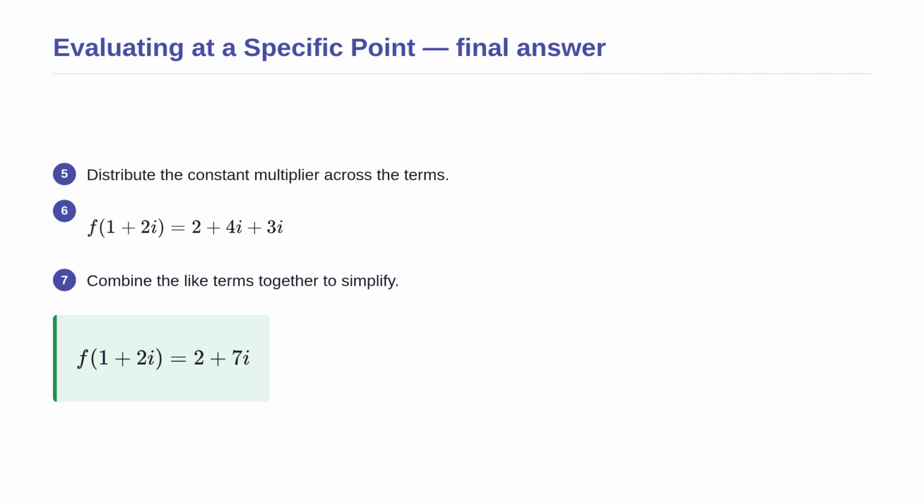Finally, we combine the like terms together. The real number 2 stands alone. We add the two imaginary terms together to get a total of 7 attached to the imaginary unit. This final complex number is the exact location of our output point. Physically, this means our function took the original input point, stretched it outward, and shifted it upward.